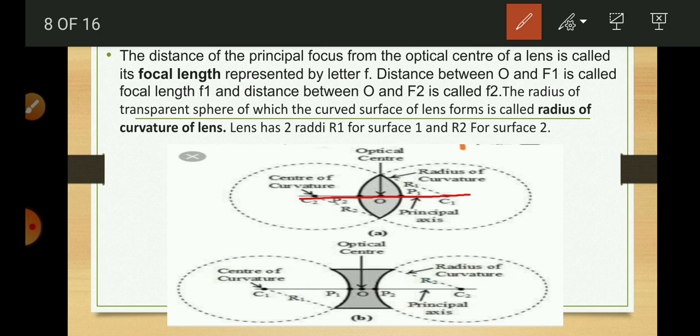Next term is optical center. The central point of the lens on the principal axis of the lens is called optical center of lens. See, in mirror we were having pole and in the lens we are having optical center O. It is the center or the central point of the lens on the principal axis. So it is exact center of the lens on the principal axis. It is denoted by alphabet O and it is called as optical center.